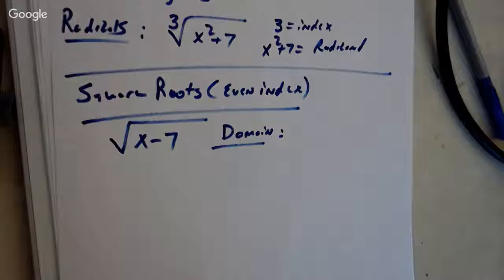30 seconds, talk to the person sitting next to you. Ready, set. What values of the input x give us an answer? Ready, set, math. 30 seconds, go.